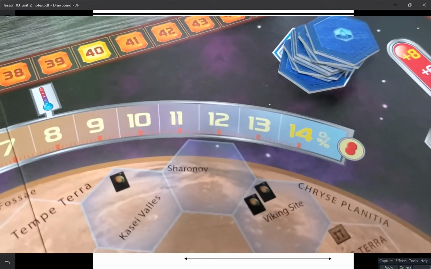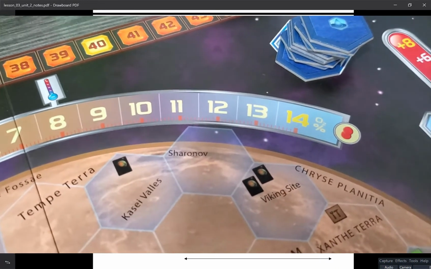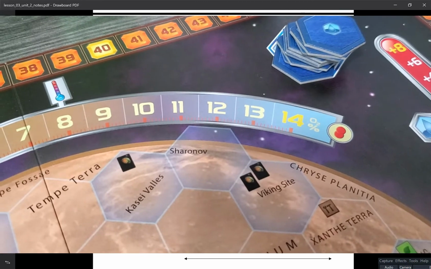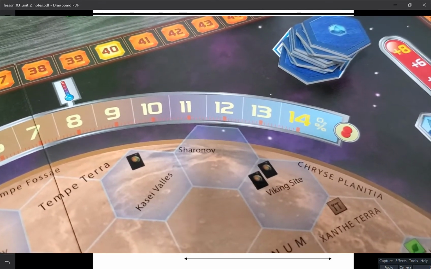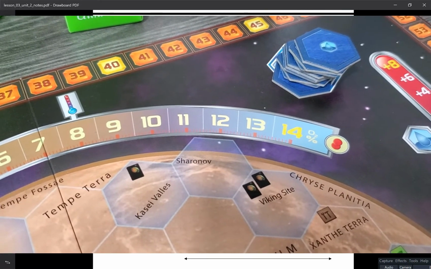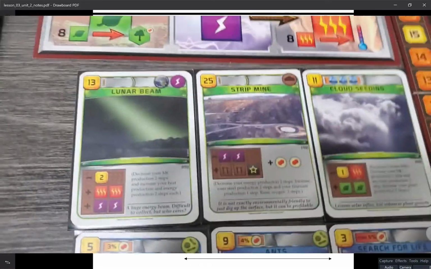Oh, and I forgot about this one. 14%. Hey, 14% is also part of rational numbers, which we can talk about because guess what? A percentage is not only a percentage, but can be represented as a decimal and a fraction. All right, so sorry about that.